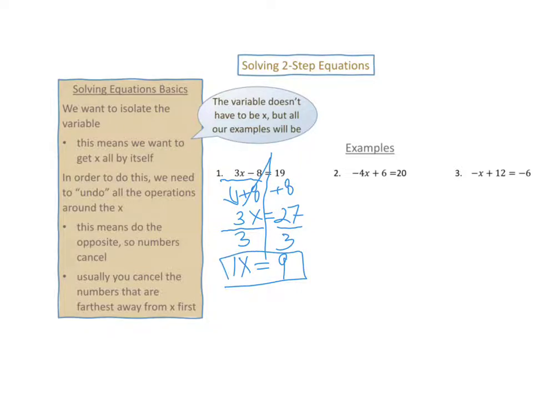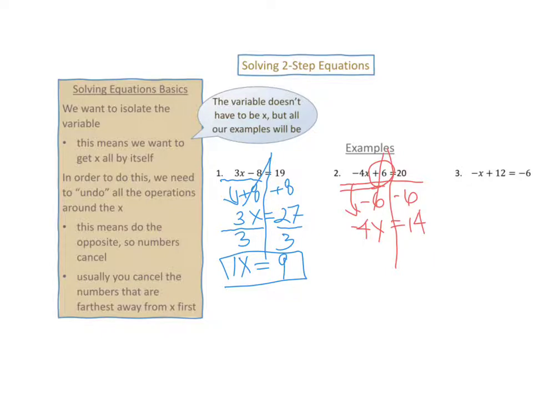How about this one? Negative 4x plus 6 equals 20. I'm going to draw the line. I have letters and a number over here, so I'm going to take this 6 and get rid of it. What is the opposite of plus 6? It is minus 6. Again, whatever I do to one side of the equal sign, I have to do to the other. Positive 6 minus 6 is 0. That's why we did that. I bring down my negative 4x. And 20 minus 6 is 14.